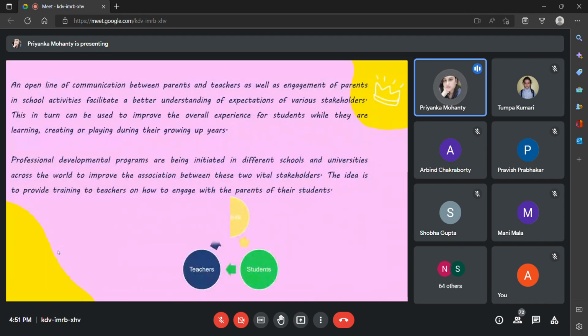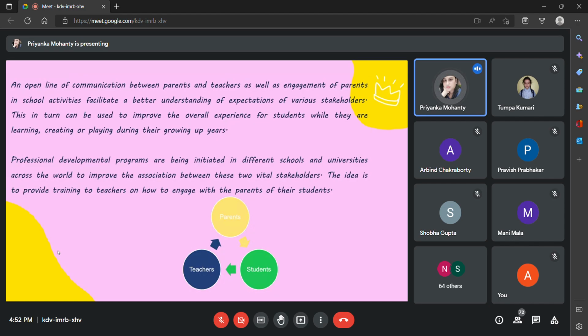An open line of communication between parents and teachers, as well as engagement of parents in school activities, gives a better understanding of the experience of stakeholders, and can be used to improve the overall experience of the students while they are learning, creating, and playing during the growing years.